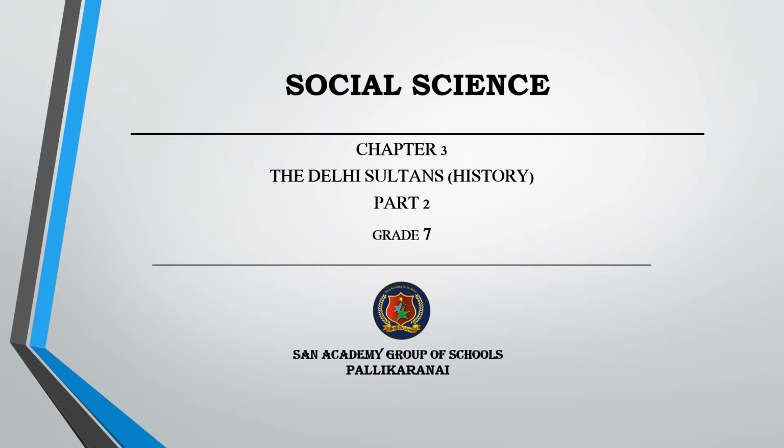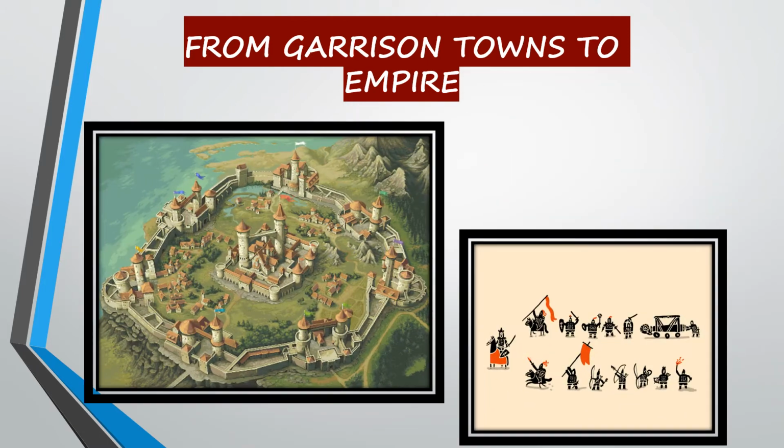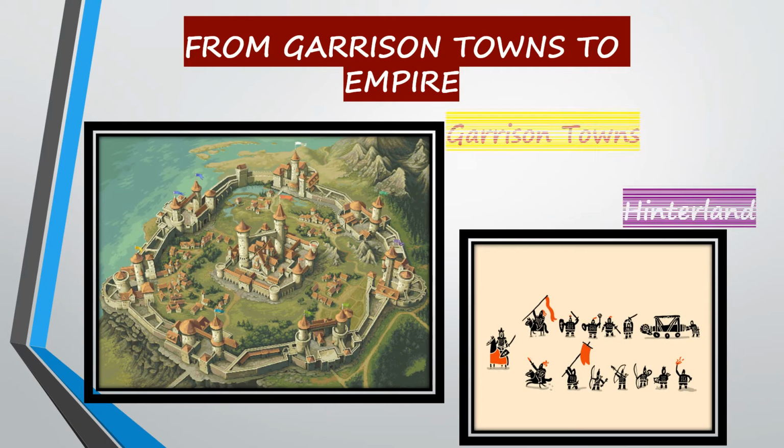In this video, we shall see how the expansion of the Delhi Sultanate happened over time under different rulers, from garrison towns to empire. In the early 13th century, the control of the Delhi Sultans rarely went beyond the heavily fortified towns.